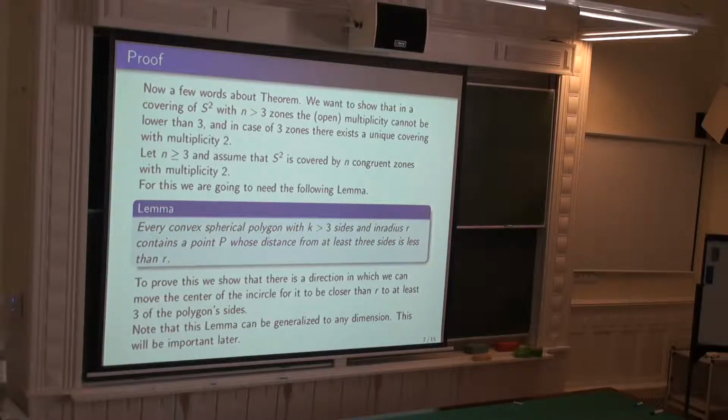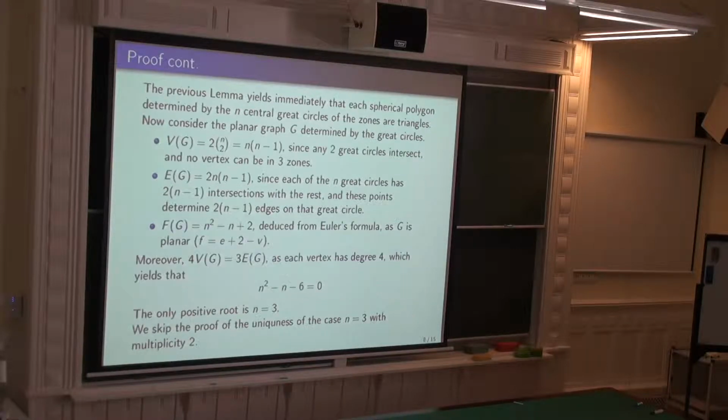I cannot seem to roll, but it's all right. The previous lemma yields immediately that each spherical polygon determined by the n central great circles of the zones needs to be a triangle, a spherical triangle.